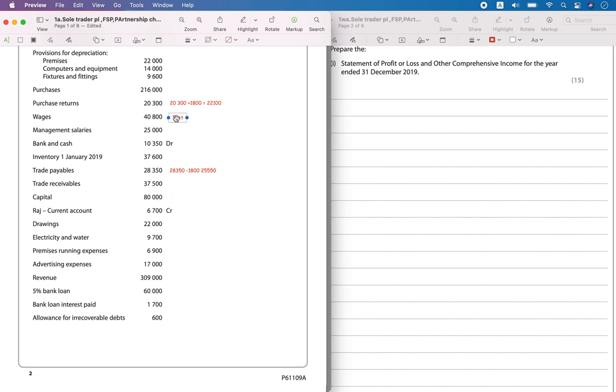Then the drawings and the wages have to be adjusted. So you remove around 900 from the wages, and I have to add it to the drawings. So 22,000 plus 900 is equal to 22,900.